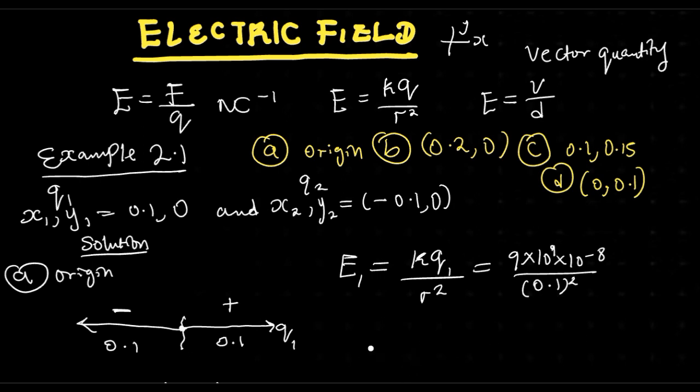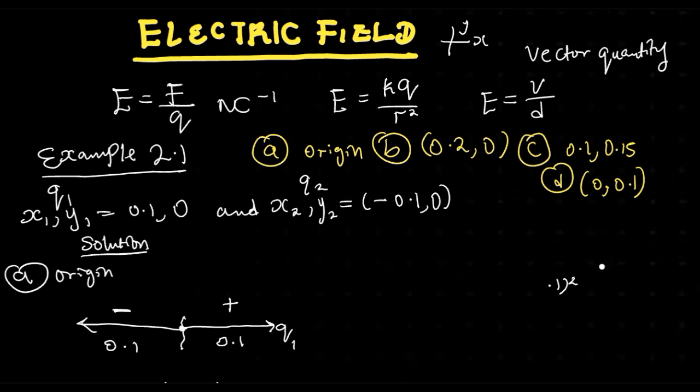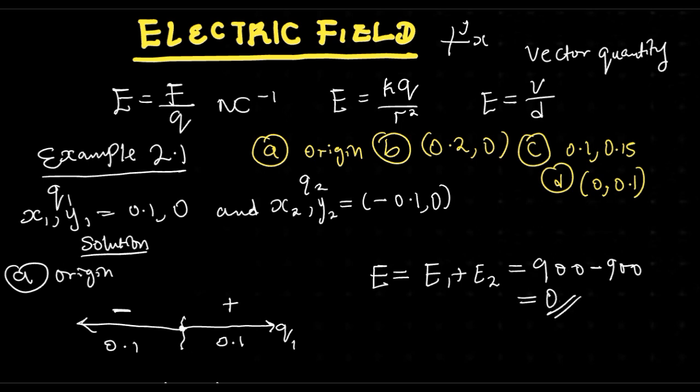The principle of superposition says that the total electric field is the vector sum. Take note of the vector sum. It's not just the sum, it's the vector, and that's why we are adding our minus. So E will now be E1 plus E2. What is our E1? 900. And what is our E2? Minus 900. So the total electric field here will be equal to 0. And that's the answer. Are you getting it now? Yes, so that's for A.